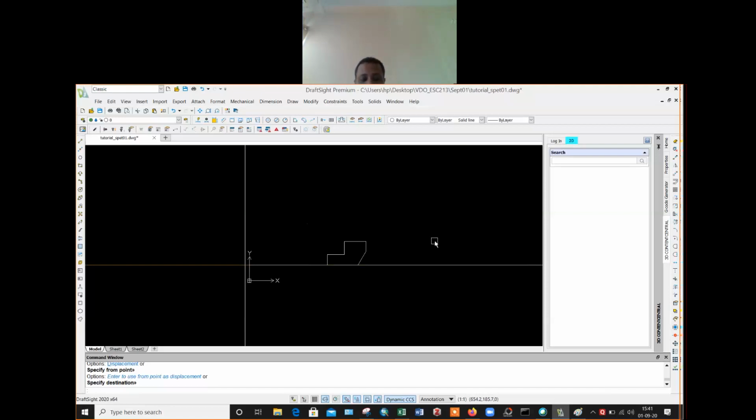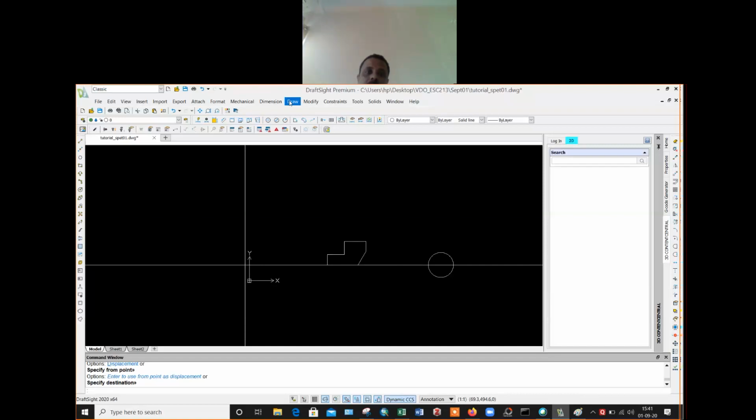Any other object, suppose I want to draw a circle, and I want to put the center of the circle along this line. I move it, keep the center and perpendicular. So these lines act as the guiding line. It may be in this direction, it may be in this direction, or it may be in any direction that you want to use.